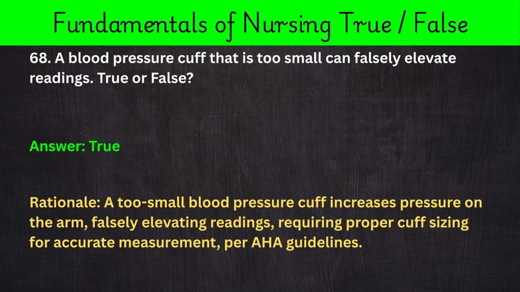68. A blood pressure cuff that is too small can falsely elevate readings. True or false? Answer. True. Rationale. A too small blood pressure cuff increases pressure on the arm, falsely elevating readings, requiring proper cuff sizing for accurate measurement, per AHA guidelines.